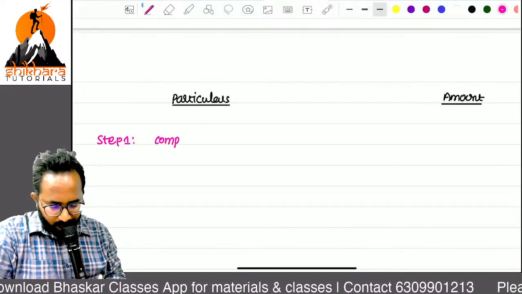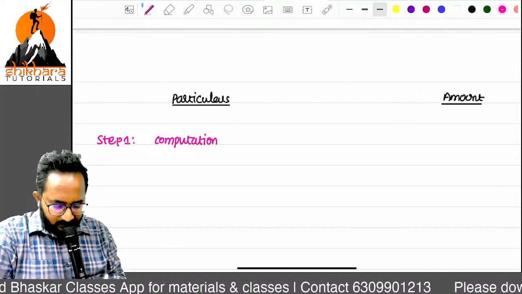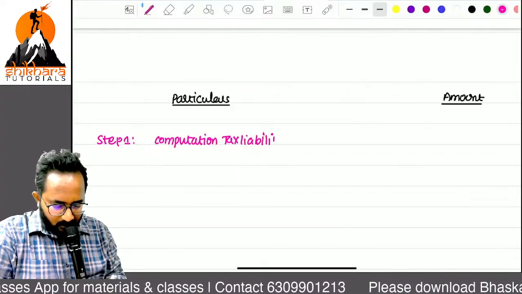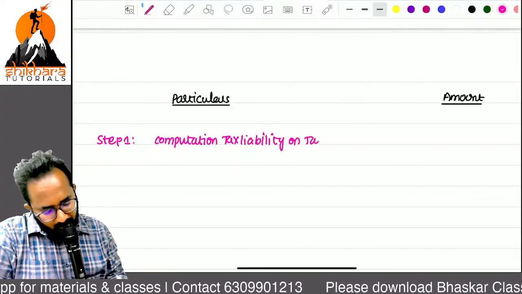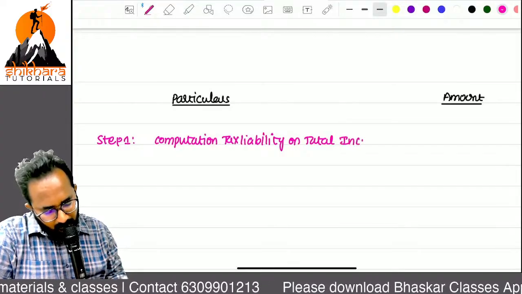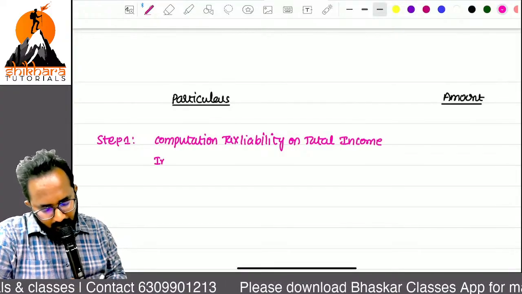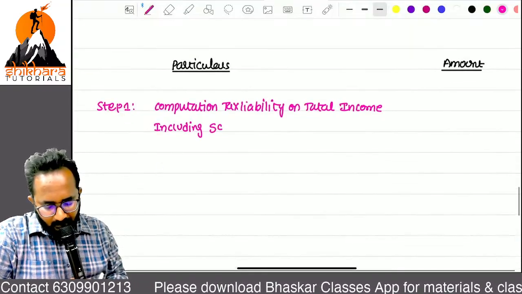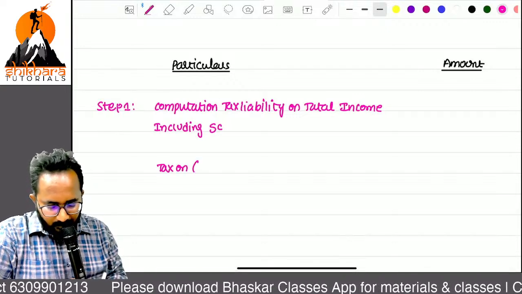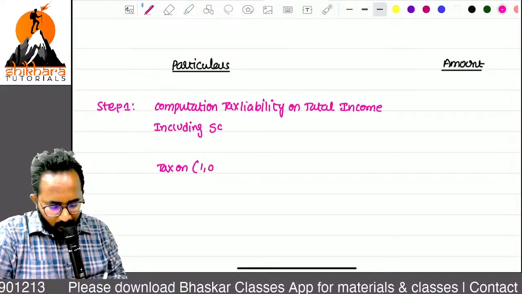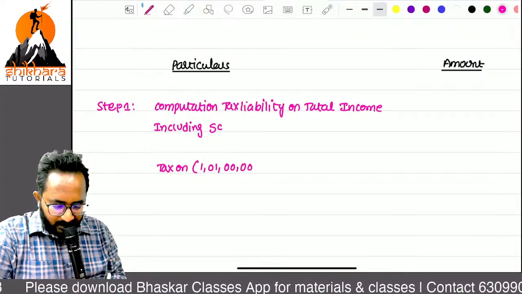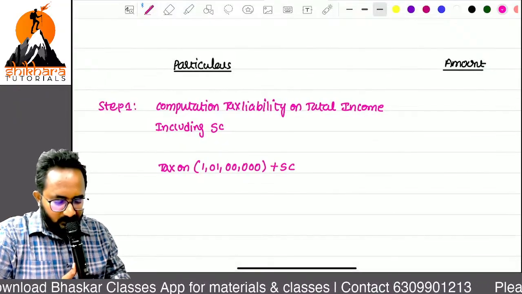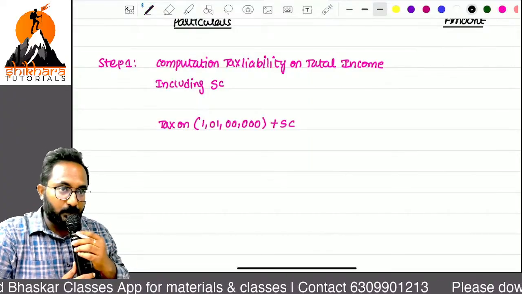Computation of tax liability on total income, including surcharge. So can you tell me tax on, yes, we have to calculate 1 crore 1 lakh. Am I clear? 1 crore 1 lakh. And for this we have to add surcharge. In this step itself you have to show the computations ma.